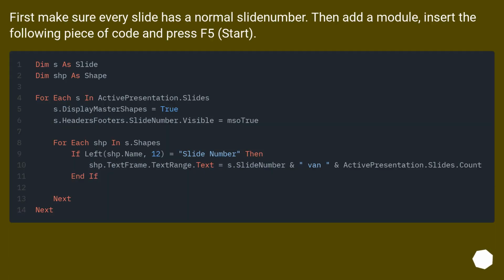First, make sure every slide has a normal slide number. Then add a module, insert the following piece of code and press F5, Start.